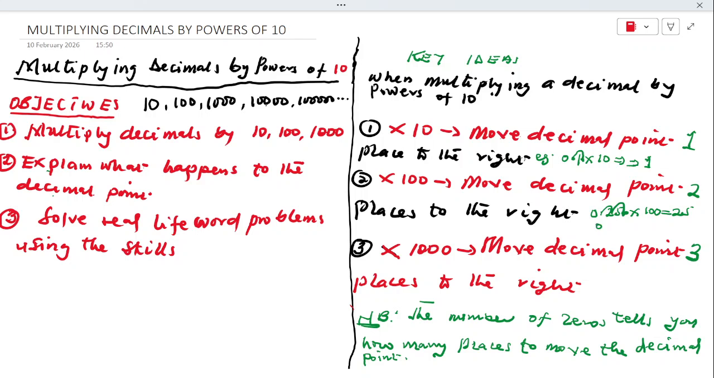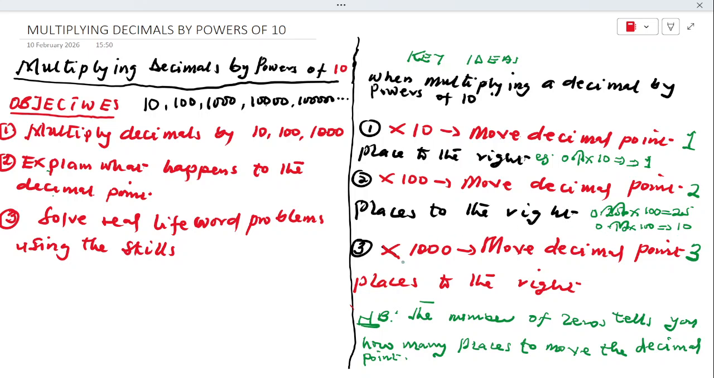So assuming that you have 0.1 times 100, it tells you to move the decimal point where? 2 times to the right. So this will be 1, 2. So you fill this place with what? 0, giving you what? 10. So it means that when you multiply 0.1 by 100, you should get 10 to be your answer. So this is what we are talking about.